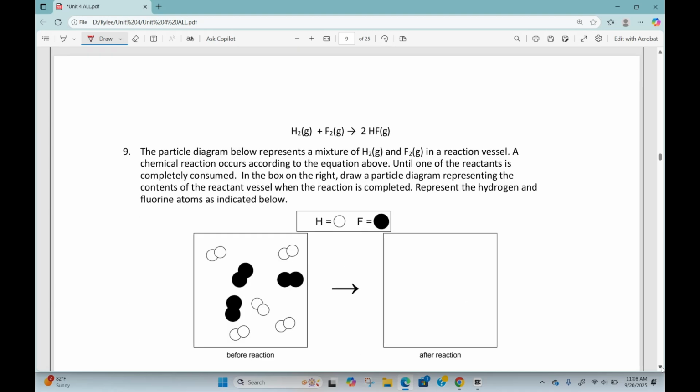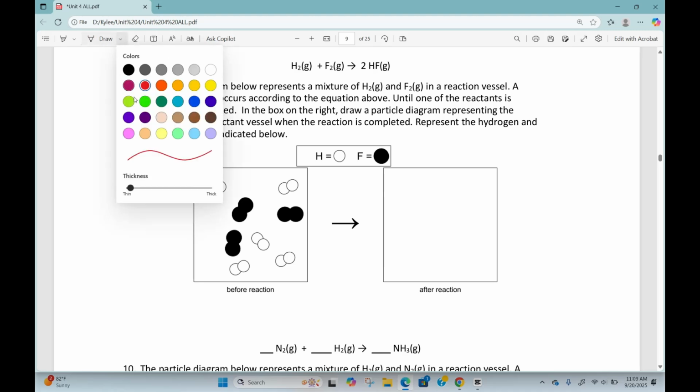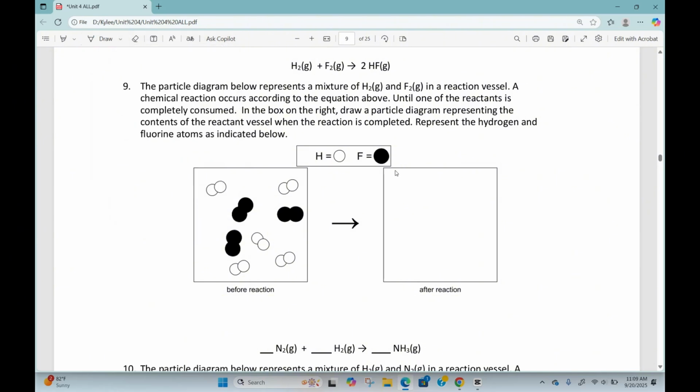All right. Oh, that wasn't the last example. I apologize. We got a whole other page of examples, so stay with me. It says particle diagram on number 9. The particle diagram below represents a mixture of hydrogen and fluorine gas in a reaction vessel. The reaction occurs according to the equation above until one of the reactants is completely consumed. In the box to the right, draw a particle diagram that represents the contents of the reaction vessel once the reaction is completed. And then represent the hydrogen and fluorine as shown.